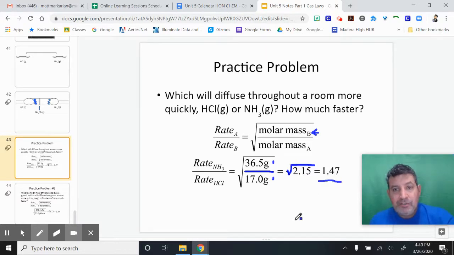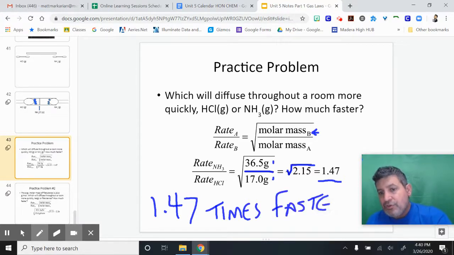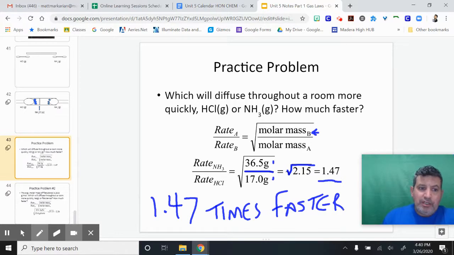That means that ammonia is the faster gas, and it's going to move 1.47 times faster than hydrogen chloride gas in that instance. So you can really see in that demo how that's happening. And here we're just calculating how much faster it is. Okay, so that's how we run a simple Graham's law problem.